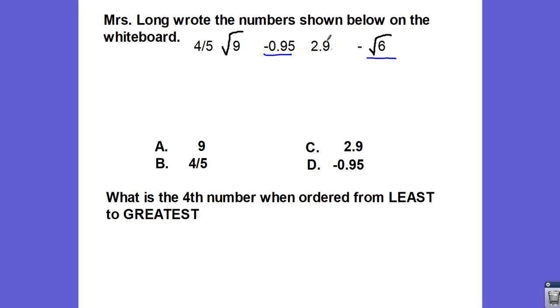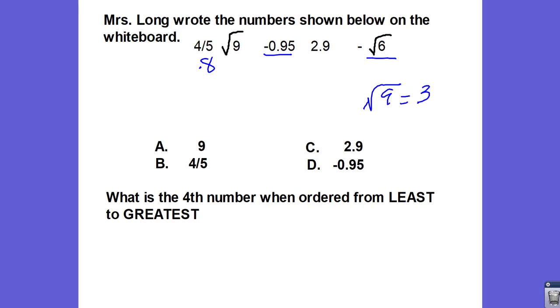Now I know this one here is 2.9, so it's got a whole number in it. This one's going to be just 0.8. So the only one I really need to know about is this square root of 9. Okay? Now the square root symbol, what it's really asking is, what number can I multiply by itself to get a 9? Okay? And I know that it's going to be 3.